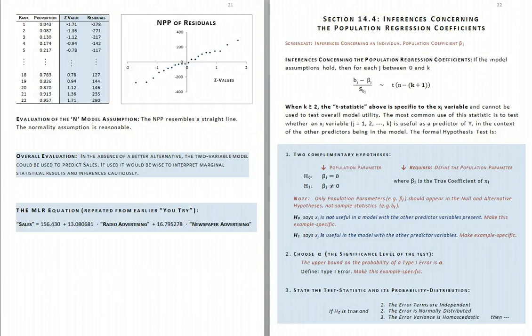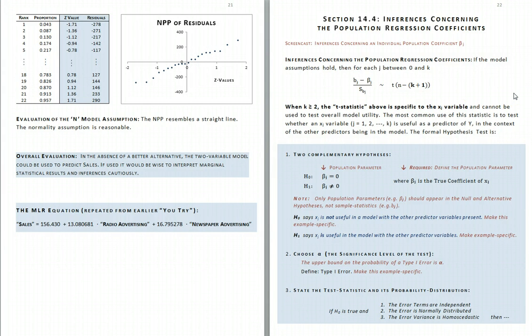Inferences concerning the population regression coefficients, that is, the beta j's. When the model assumptions hold, bj, a specific coefficient in the estimated regression equation, minus beta j, the corresponding coefficient in the true regression equation, divided by sbj, the standard error for the estimate bj as an estimator of beta j. This quotient is distributed as a T statistic with n minus the quantity k plus 1 degrees of freedom.